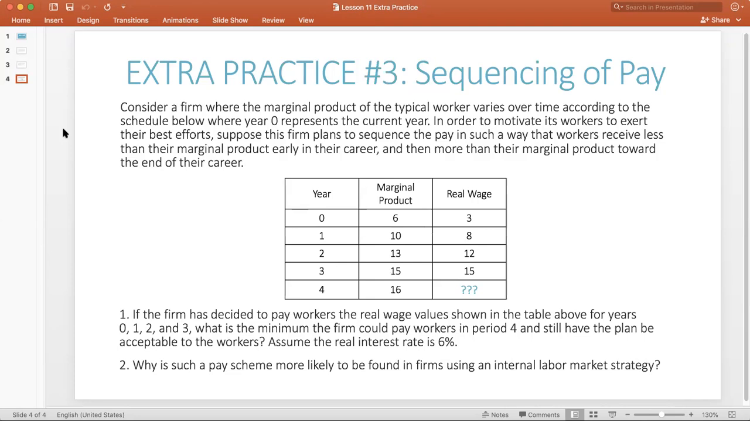So looking at this problem, it might be hard to see why they give us a real interest rate, but this actually has to go back to the idea of net present value. You can kind of see that in the wording when it says still have the plan be acceptable to workers. Another way of thinking of that in net present value terms is what wage they need to be paid in period 4 for this job to be, I guess, a good investment. Not the best way to say it, but if we're thinking in net present value terms, that's an okay way to think of it in my mind.